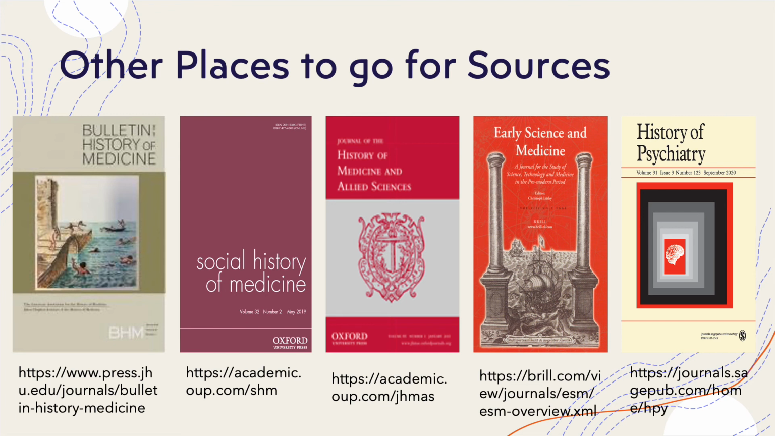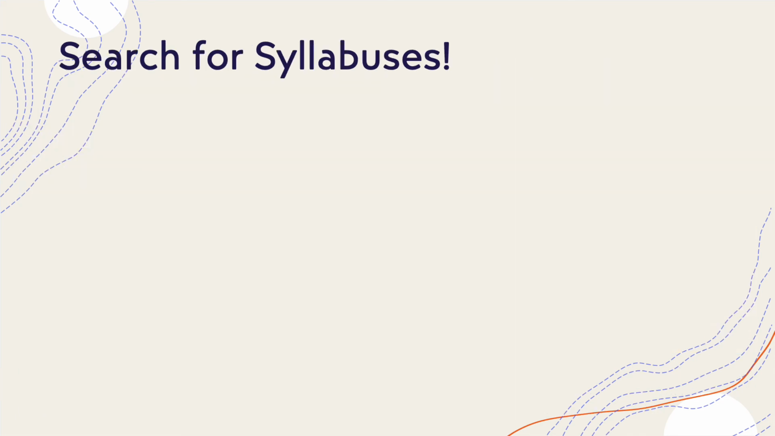These journals publish on all different kinds of topics, and they're all peer-reviewed. Anything that you find in any of these journals, like Bulletin of History of Medicine, Social History of Medicine and Allied Sciences, Early Science in Medicine, History of Psychiatry, anything that you find in there would be a guaranteed approved source for your research project. So just looking through individual publications in journals is a good way to find sources as well.